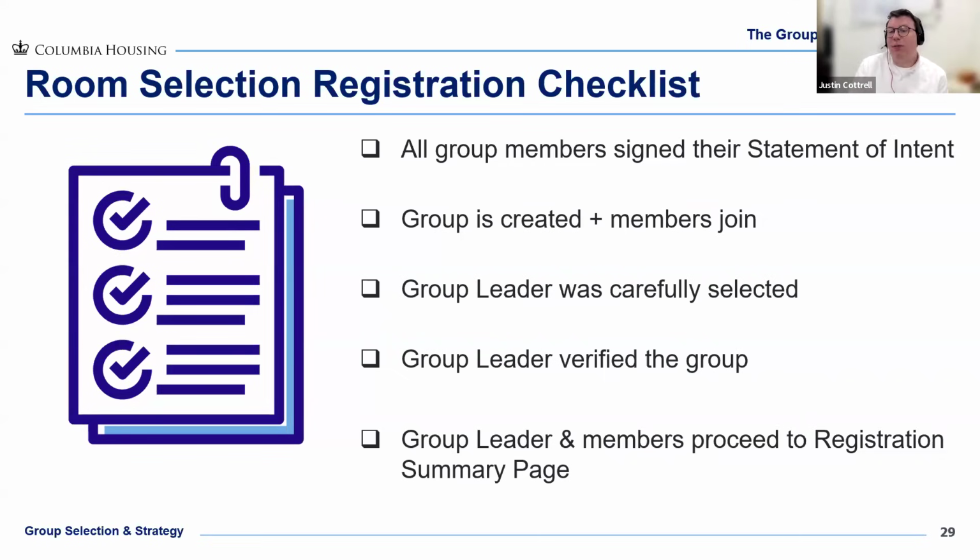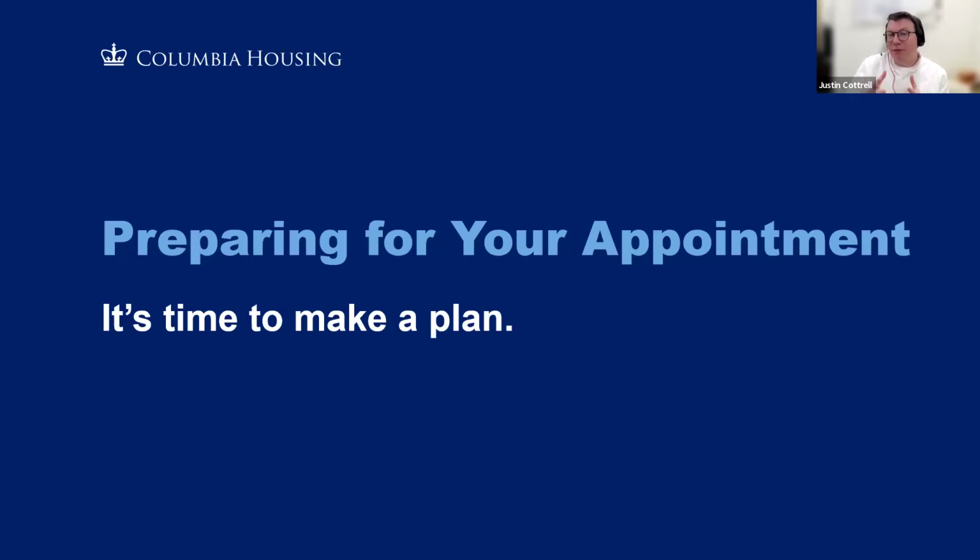Someone has to create the group and everyone must then join the group. The group leader is selected by the group to do this and again can reassign the role if necessary. And then the group leader must verify the group. Lastly, once the group leader has verified the group, everyone must log in and proceed to the registration summary page.